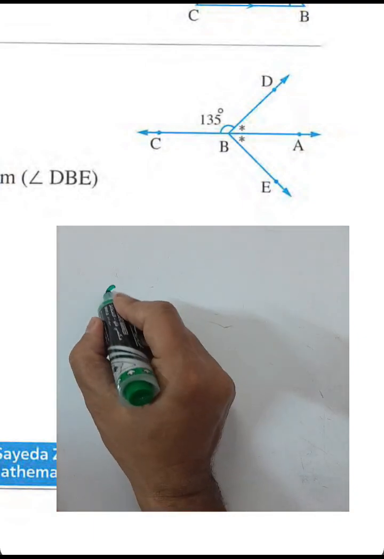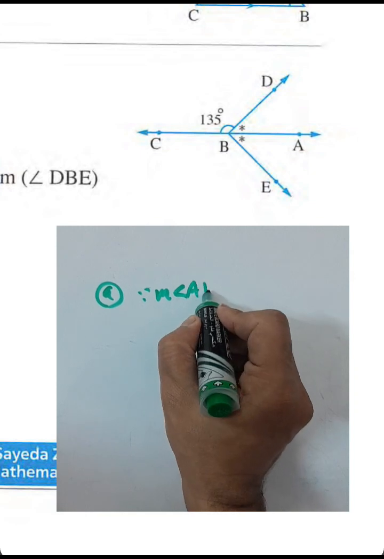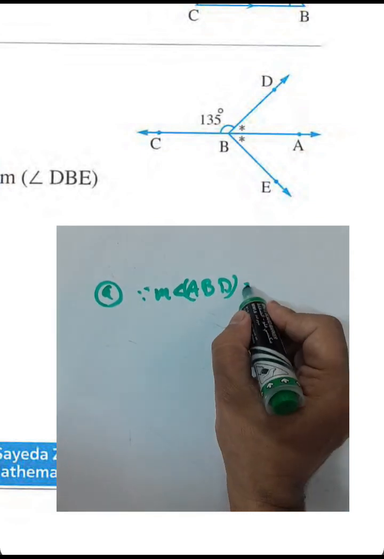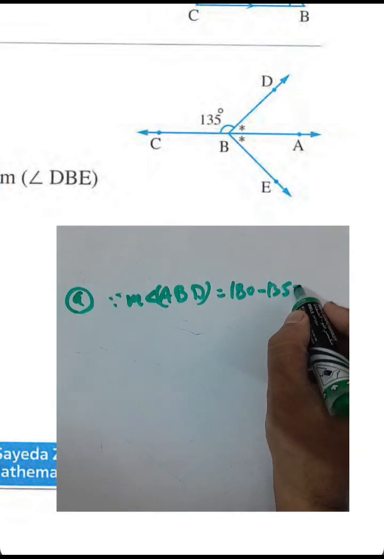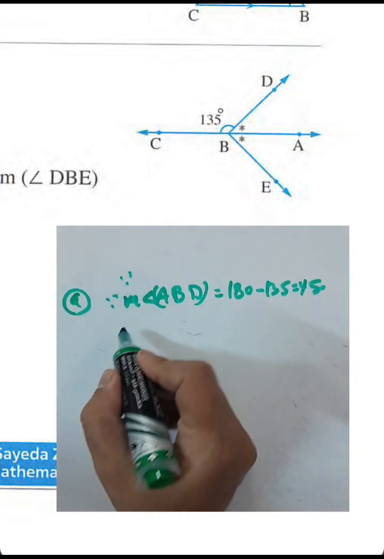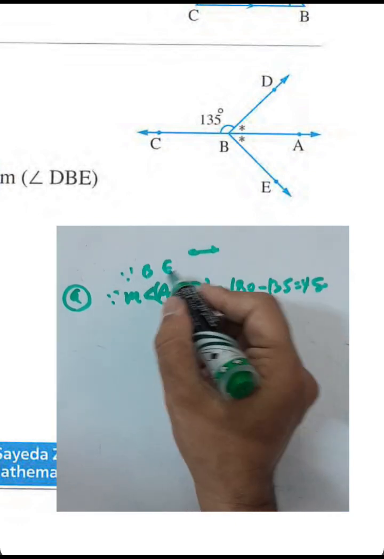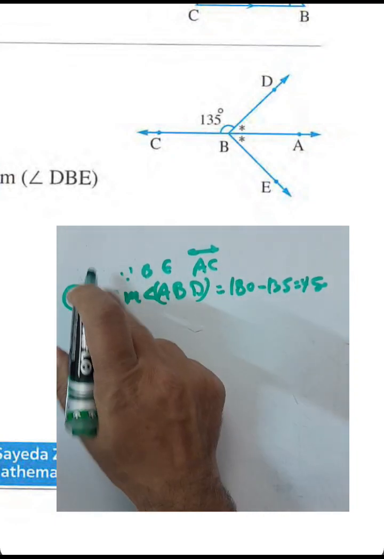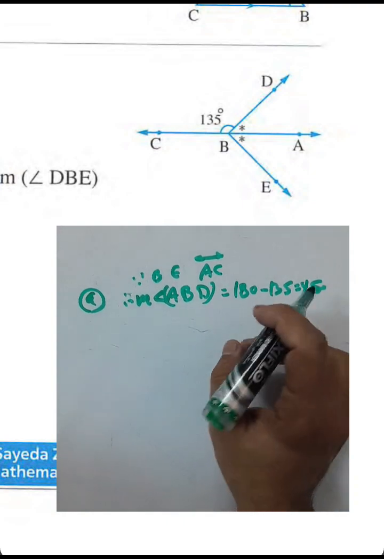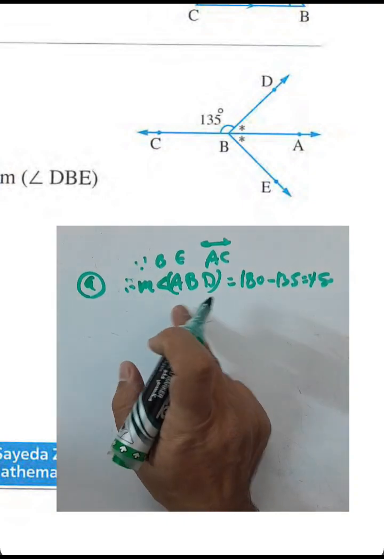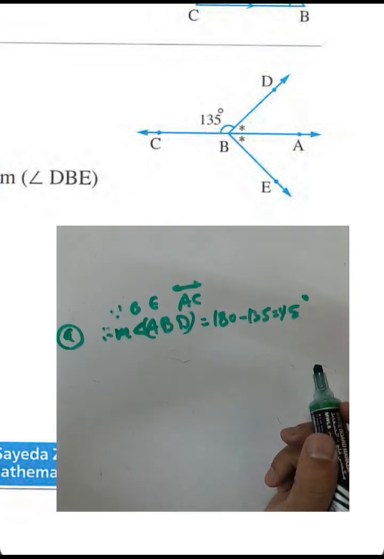Here we can write that the measure of angle ABD will be 180 minus 135. It will be 45 degrees. Why? Because B belongs to the straight line AC, then the measure of angle ABD plus the measure of angle DBC equals 180. Then the measure of angle ABD equals 45 degrees. So the measure of this angle will be 45 degrees.